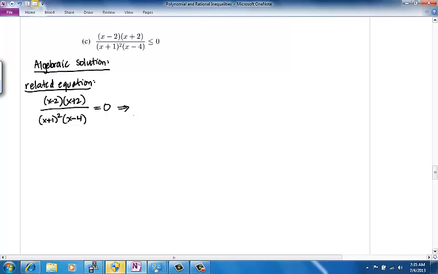And again, we would clear out the fraction by multiplying by the denominator, which is just going to give us x plus 2 times x minus 2 equals 0. I changed the order there, but that doesn't matter. So we'll get x equals negative 2 and x equals 2 as our two solutions to the related equation. But we don't want the denominator to be 0. Which means x plus 1 can't be 0, and x minus 4 can't be 0. So x is not negative 1, and x is not 4.